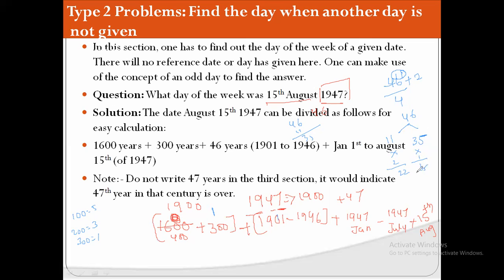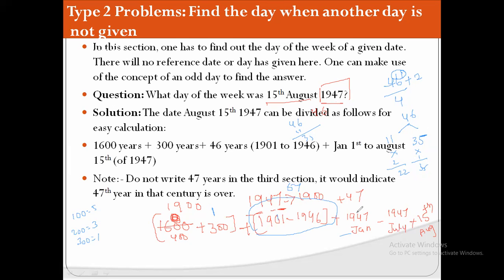Total 22 plus 35 is 57 odd days for this entire period. Now, from January to July, and anyhow 1947 is not a leap year, because if we see the last two digits, it is not divisible by 4. So 1947 is an ordinary year.